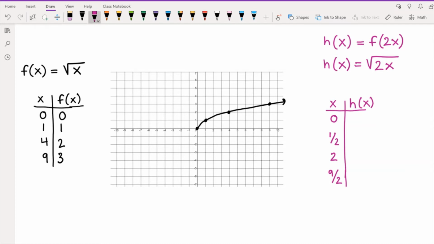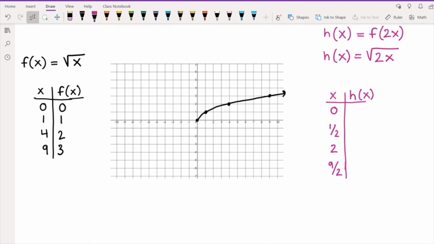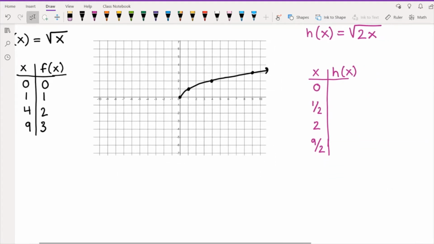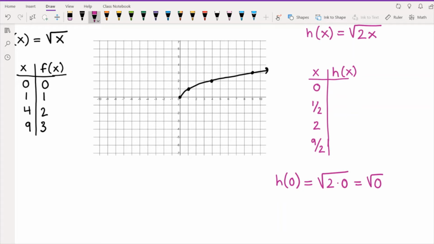Okay, so let's go and fill out this table. And at first, this table might seem a little funny, like the values I put, but I think once we do a few of them, you'll see why I picked the values I did. So I'm actually going to write these out just to really let us see where they're coming from. So how would we evaluate h of 0? Well, we would be doing the square root of 2 times 0. 2 times 0 is still 0, and the square root of 0 is 0. So that point is still going to be 0, 0.